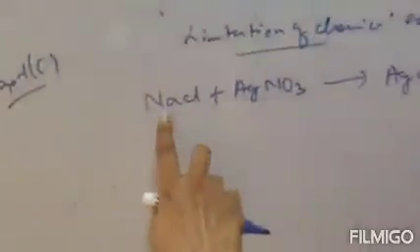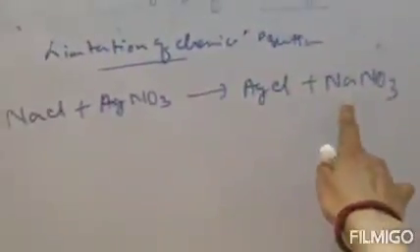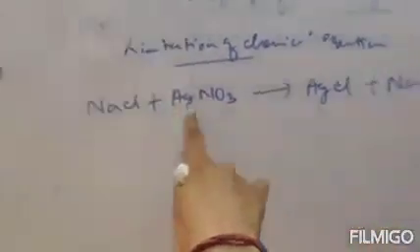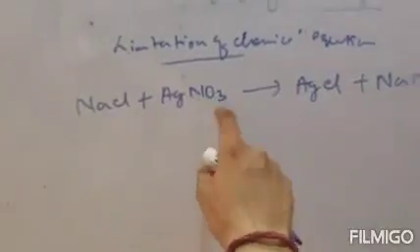If it is balanced, then it's okay, and if it is not balanced, we have to balance the chemical equation. To balance, first count the number of atoms on the reactant side and the product side. There is only one sodium atom here, and one sodium atom here. Sodium is balanced. One chlorine atom here, one chlorine atom here, so chlorine is balanced. One silver atom, also one silver atom. Silver is balanced.